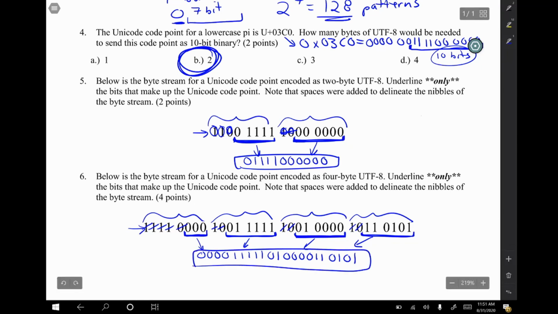Now, hopefully this understanding of UTF-8 and how the code points work and how the data fits into the different bytes of a UTF-8 code stream, hopefully that all makes sense. If not, we've got plenty of videos for you to watch to see if you can decode them on your own.